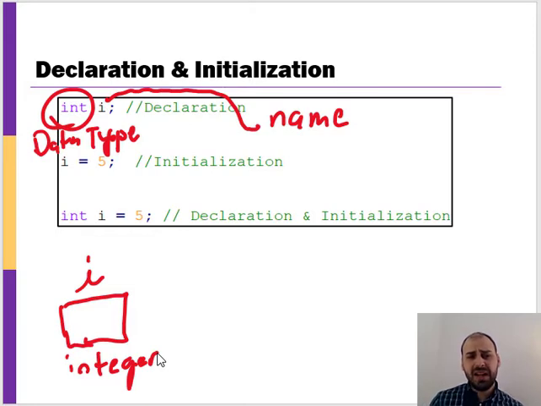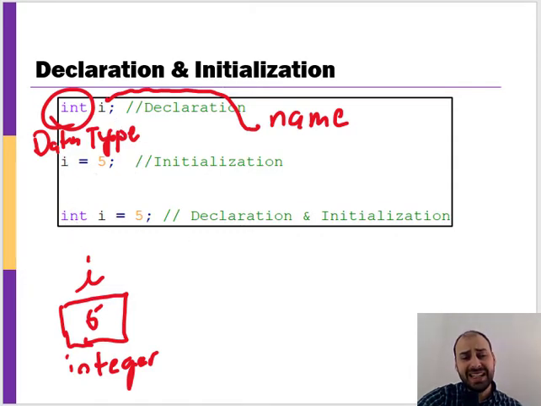Now, when we look at a different line here, when we say i equals 5, effectively we're saying that variable has value 5. Now, we can do this in one line. If we look at the bottom here, we can declare and initialize a variable in one line. The two lines above are equivalent to this one line below.